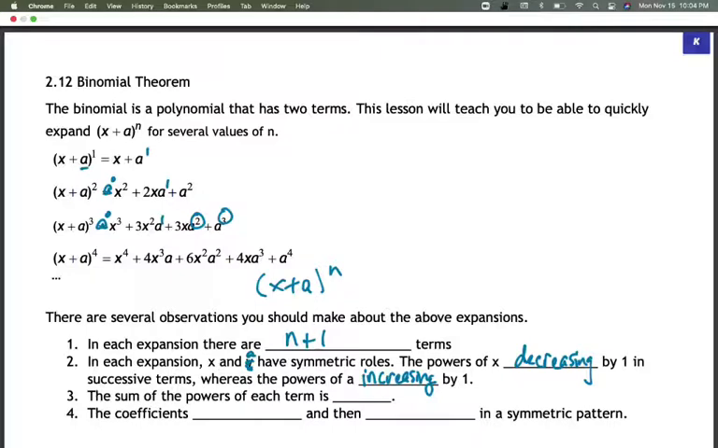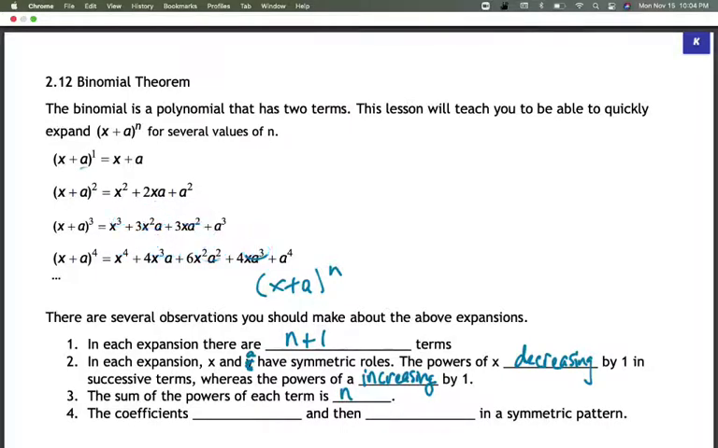Also, something to notice is that the sum of the powers of each term is going to equal that n value. Like right here, that's a to the first, but that 2 plus 1 adds up to 3. You've already got x to the third here. This is 1 plus 2, which gives me 3. Here we've got x cubed and a to the first. Those add up to be 4. The 2 and the 2 add up to be 4. The 3 and the 1 add up to be 4. So the sum of the powers of each term is going to be n.